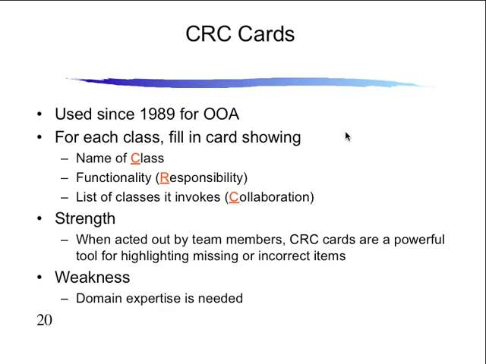So this concept of CRC cards, we created a card that had 3 sections on it. This is how the class was actually divided out into 3 sections. And this is how the object came about, how the object was born, essentially. We have a name. Well, that's the identity, the name of the class. The second one was the functionality or the responsibility. That actually later on turned into data.